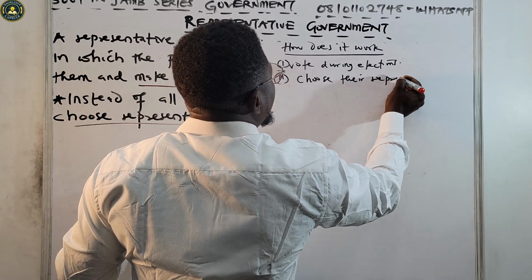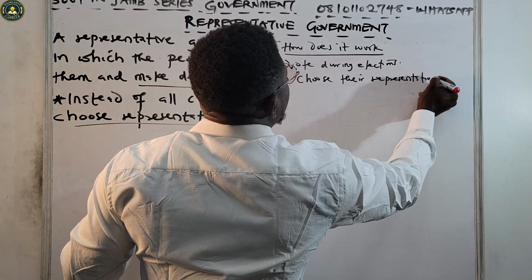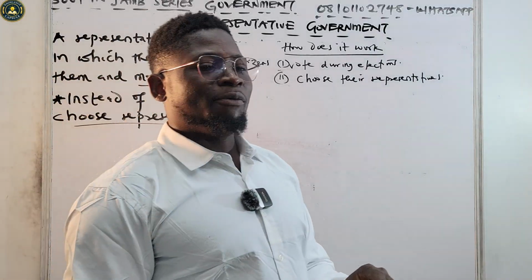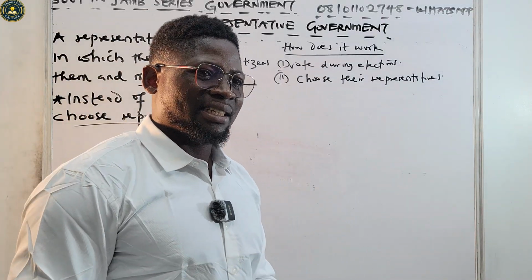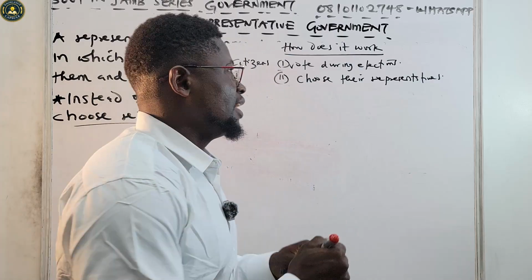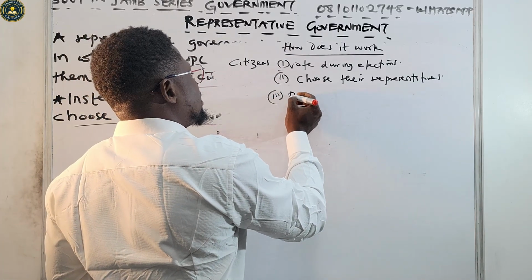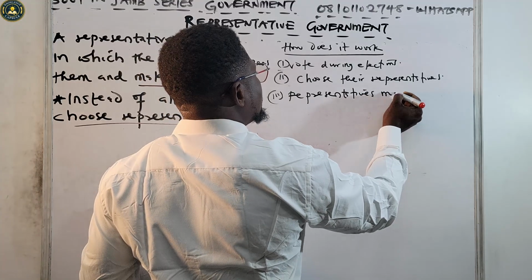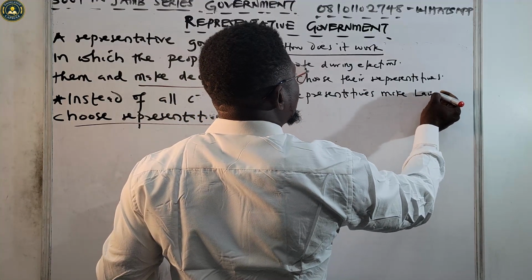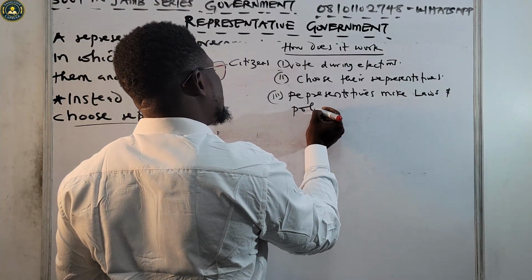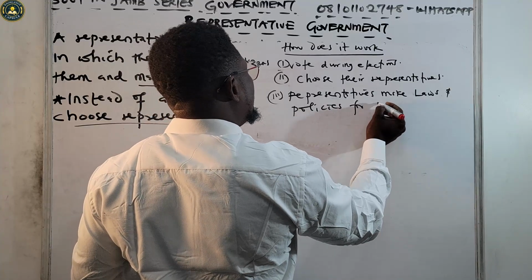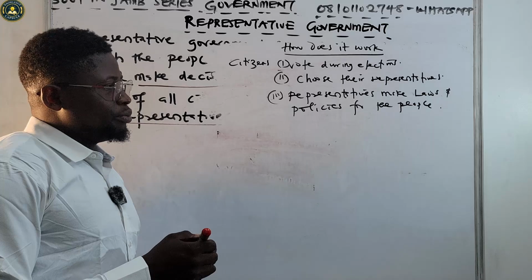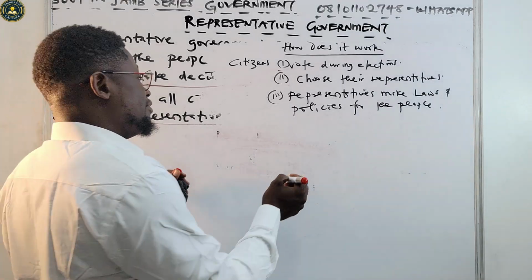And then the representatives now go and make laws and policies for the people. So now, examples of representatives, we have what?